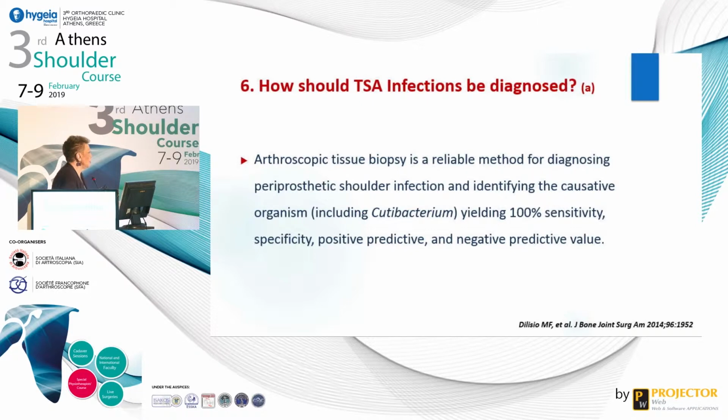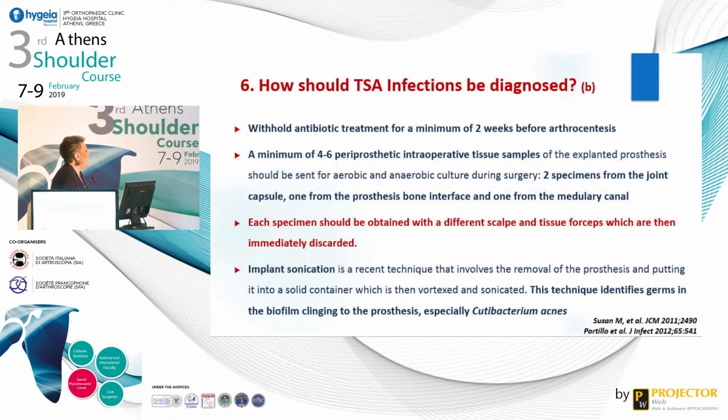How can it be diagnosed? Arthroscopic tissue biopsy is a reliable method for diagnosing such infections, particularly for Cutibacterium acnes, yielding 100% sensitivity, unbelievable, 100% specificity, 100% positive predictive value, and 100% negative predictive value. We have to withhold therapy at least 2 weeks before taking our specimens during arthrocentesis. A minimum of 4 to 6 periprosthetic intraoperative tissue samples are required, and 2 of them should be positive. It is suggested that you get 2 from the joint capsule, 1 from the prosthesis-bone interface, and 1 from the medullary canal.